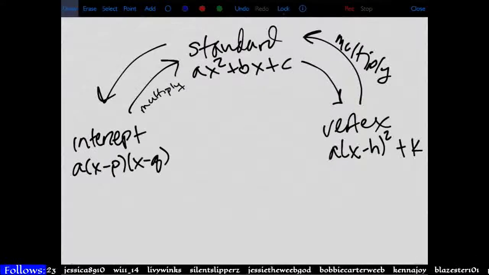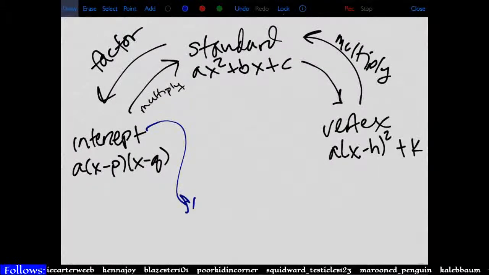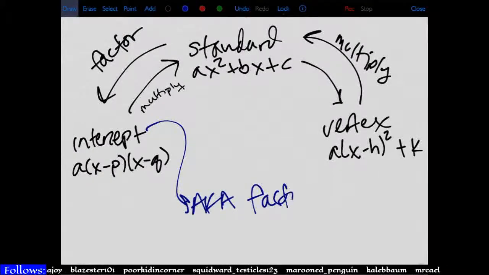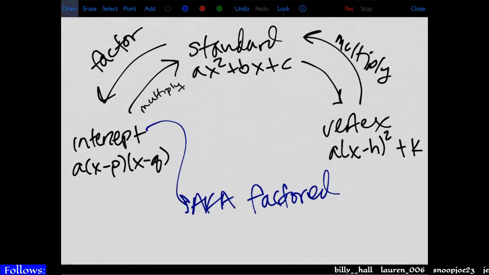So to get from standard to intercept, we factor. Remember, intercept form was AKA factored form, right? Hopefully you remember that. I mentioned that when we first talked about intercept form. The reason it's also called factored is because you get to it by factoring standard form. So to get to intercept form, you just have to factor standard form.